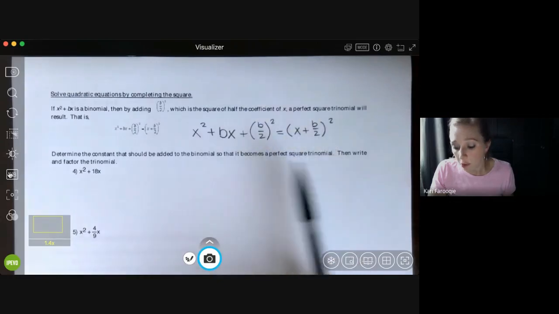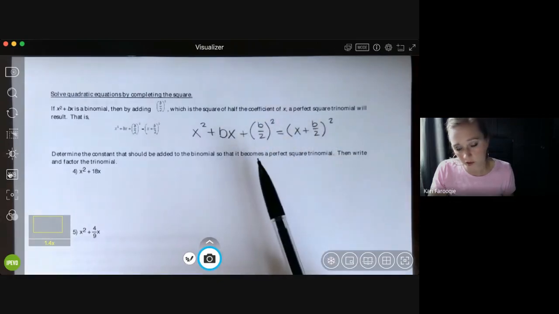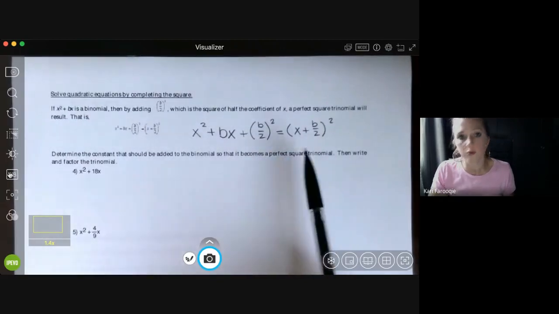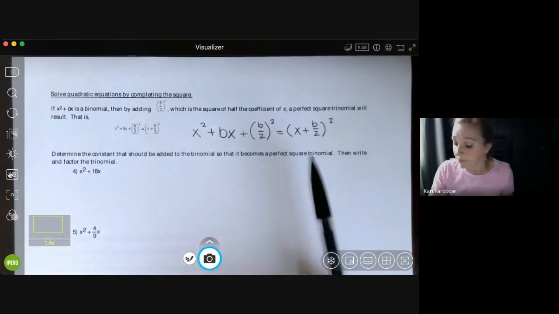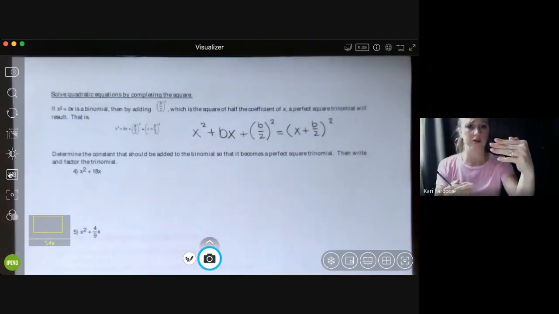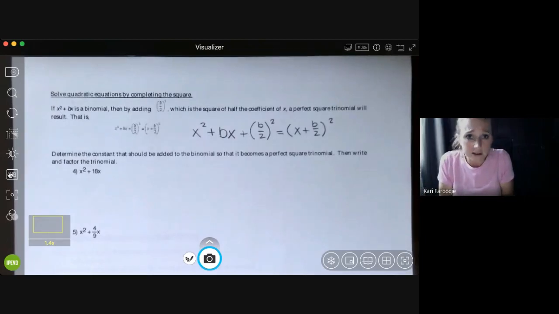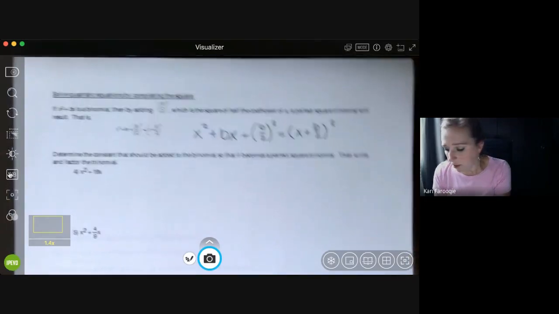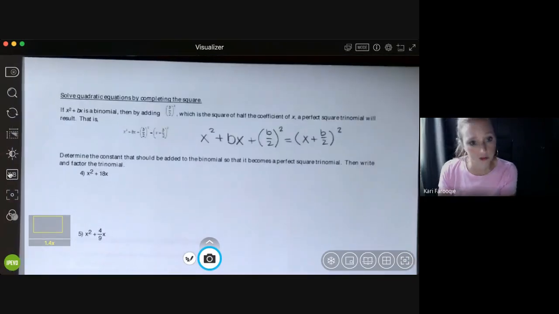So the whole point of solving an equation by completing the square is we want to get our equation into a form where we can use the square root property on it. So we got really lucky on the first page. Everything was already given to us in a form where we basically just had to take the square root on both sides. That's not always going to be the case. So for these problems on this page, we're going to be completing the square.